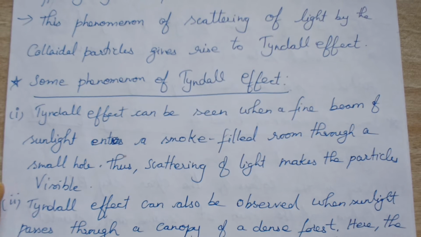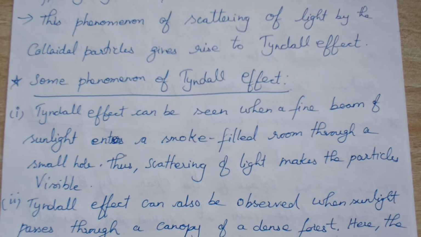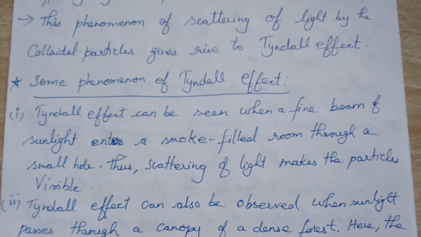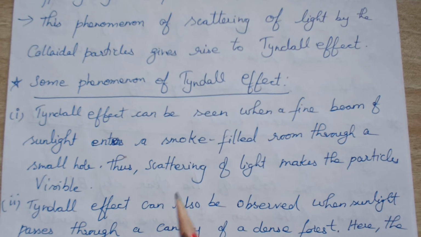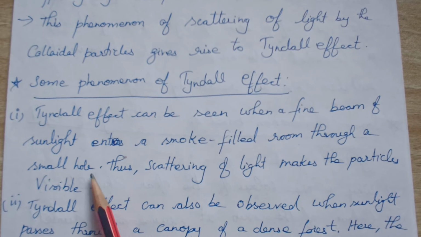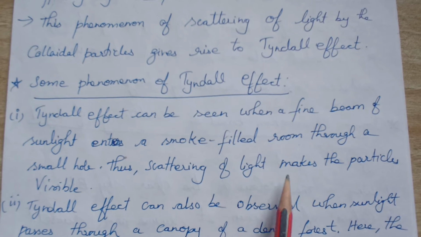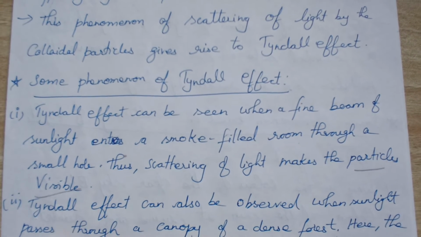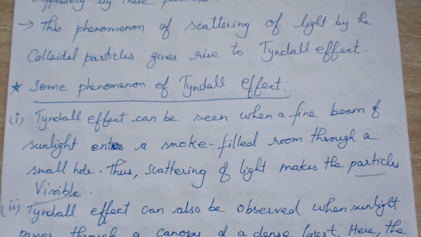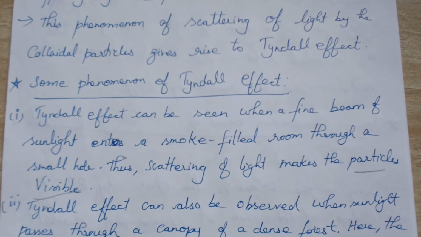Some examples where you can see this effect: when sunlight enters a smoke filled room, you are able to see the particles, right? Particles will be suspended in the room, right? So how does that happen? When a fine beam of sunlight enters a smoke filled room through a small hole, the scattering of light makes the particles visible. You may even have noticed that if you open the windows in the morning, the sunlight will enter the room, and if you dust anything, you are able to see the particles suspended in the air. When the beam of light is passing through, in the beam of light you can see the particles. You can even try it.